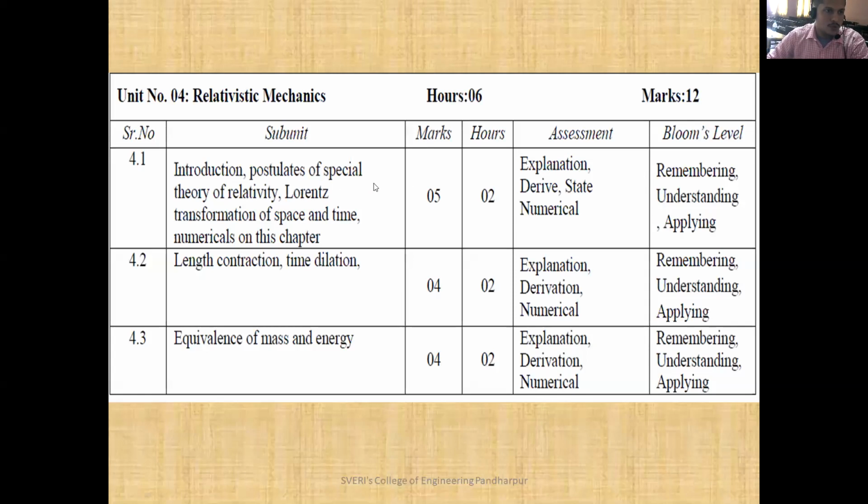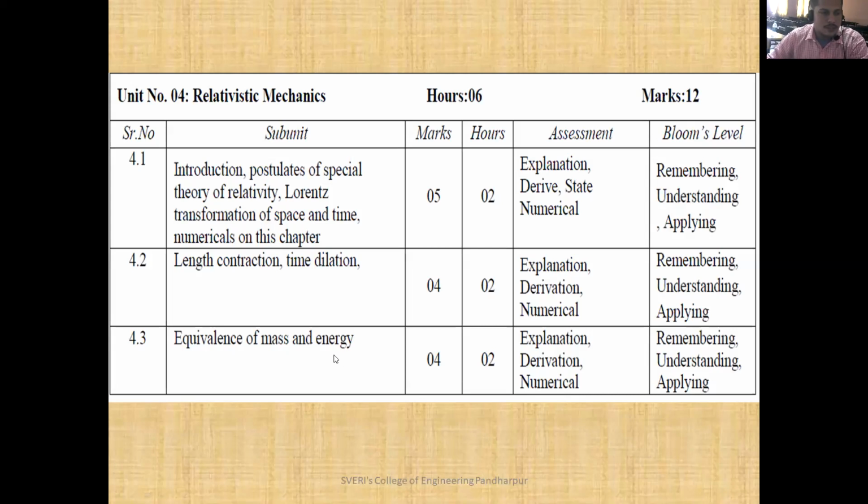Next point is postulates of special theory of relativity, where we are considering the two postulates of Einstein's special theory of relativity. Next, all these things are derivations. First is Lorentz transformation equations for space and time, then length contraction equation, after that time dilation equation, and last one is equivalence of mass and energy, that is the famous equation E is equal to mc square.